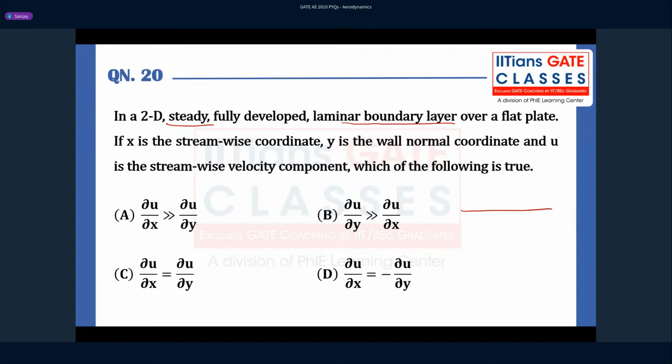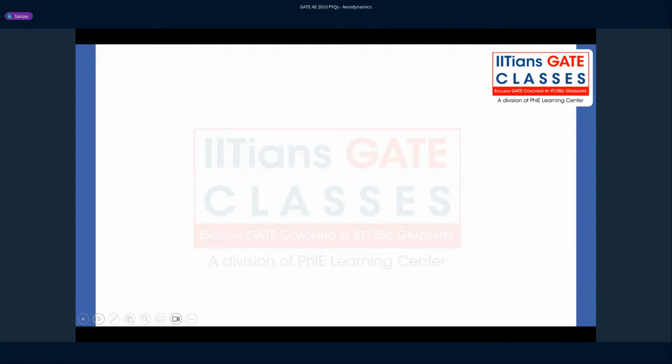So when you keep a flat plate in a flow, there will be a boundary layer over this flat plate, right? So basically they're asking you what will happen to the gradients, the velocity gradients inside the boundary layer, right? That is what is the question. So you have to compare the gradients, right? This is a very straightforward question. It's in fact a statement of Prandtl's postulate. So let's understand what is that Prandtl's postulate.